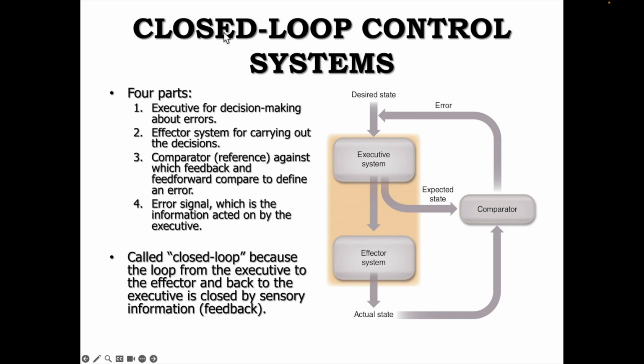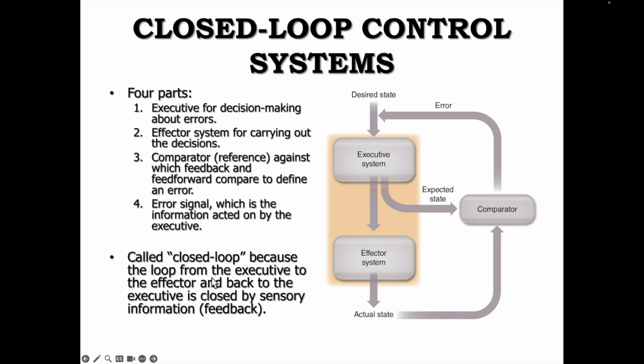One of these types is a closed loop control system. With a closed loop control system, there are essentially four different parts. We've got an executive system that makes decisions. We've got an effector system for carrying out the decisions. We've got a comparator, essentially a reference, at which feedback and feed forward information are compared to define whether an error has occurred. And then we've got that error signal, which can be brought back to the beginning and used by our executive system to make a change.